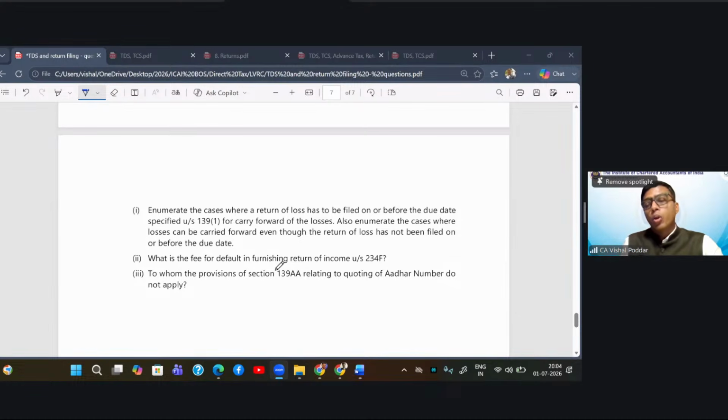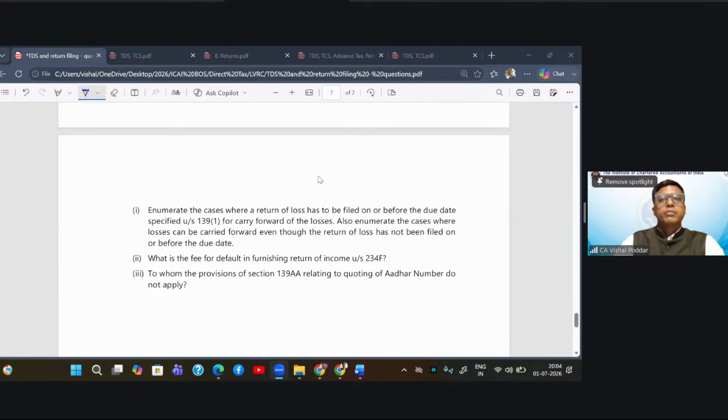That is loss under the head house property. This will be obviously if you opt out of the default regime, because anyways house property loss can be set off only in case of opting out. So that loss can be carried forward even if the return is filed late. And second is unabsorbed depreciation, capital expenditure on scientific research, and family planning loss.